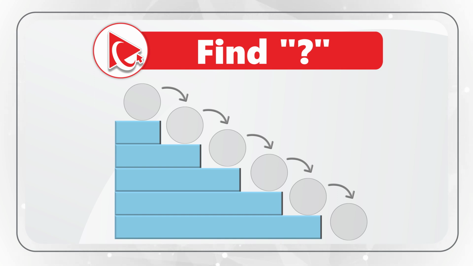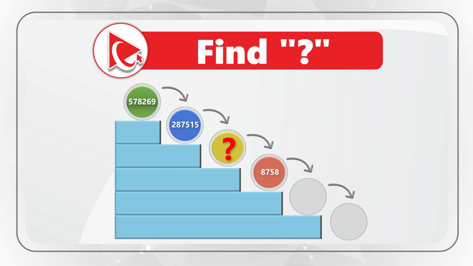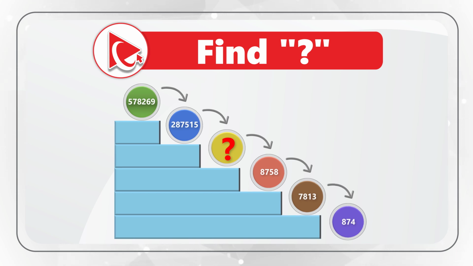In the top position, it's a green ball inside and it has the numbers 5, 7, 8, 2, 6, 9. Then as it rolls, it becomes a blue ball and the numbers change to 2, 8, 7, 5, 1, 5. Then it becomes the yellow ball with the missing number. As it continues, the numbers we see are 8, 7, 5, 8 in the pink ball. As it rolls, we see the brown ball with the numbers 7, 8, 1, 3. And then as it continues to roll to the last step, it's a purple ball with the numbers 8, 7, 4 inside. We need to calculate the missing number and select out of 4 possible choices.